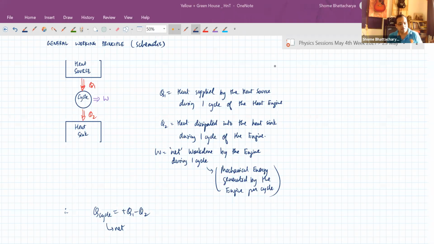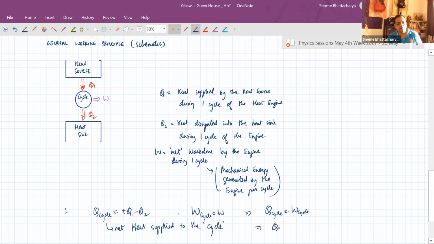So the net heat supplied to the cycle or to the engine during one cycle, that is Q1 minus Q2. Whereas the net work done during one cycle is equal to W. So since Q cycle is equal to W cycle, we have the equation that Q1 minus Q2 is equal to W.